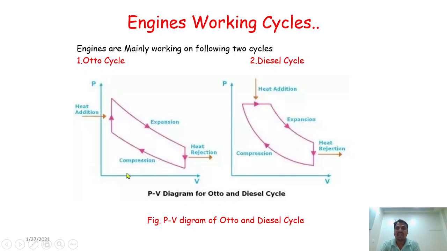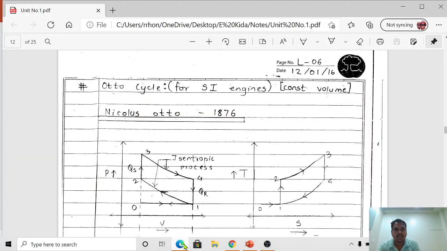This cycle was invented by Mr. Nicholas August Otto. That's why it is called the Otto cycle. All the working of petrol engines or SI engines depends on this Otto cycle. This is one of the basic theoretical cycles for the working of all petrol engines or spark ignition engines. One by one we will understand. Now we go to the notes, with the help of which we are going to understand this Otto cycle in detail.